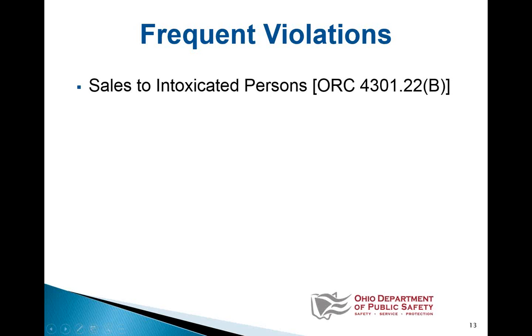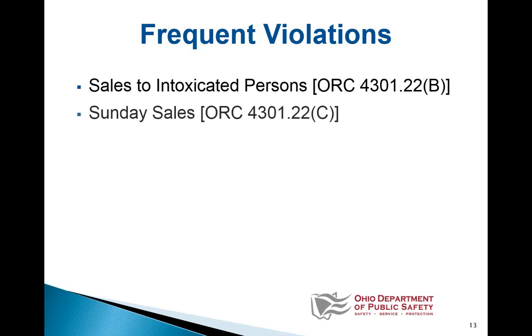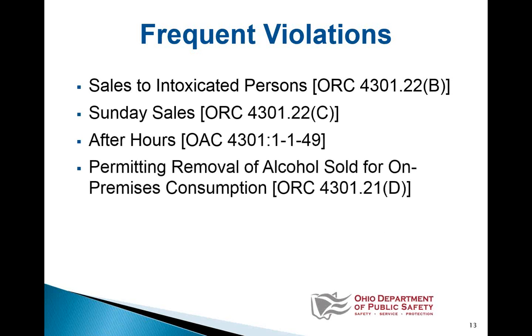The next three violations are basically something that you need to know on what is outlined in your liquor permit. The first two have to do with the hours of sale. So there's Sunday sales. You have to make sure that you have the proper permits to sell beer or intoxicating liquor on Sundays. And then after hours, you just need to know what the actual operation hours are for your permit, be it 1 o'clock or 2:30 in the morning.